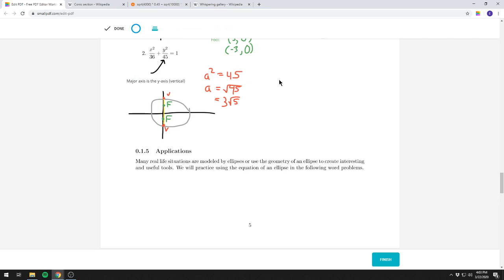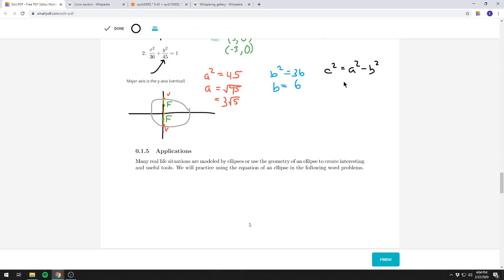Now b squared is the smaller denominator, which is 36. And if you want to write down what b is, you can. It's not really important here, but b equals 6, square root of 36. The important thing is to, once again, figure out c to figure out how far away the foci are. And the only formula you have for that is c squared equals a squared minus b squared. You will never have another tool to figure that out.